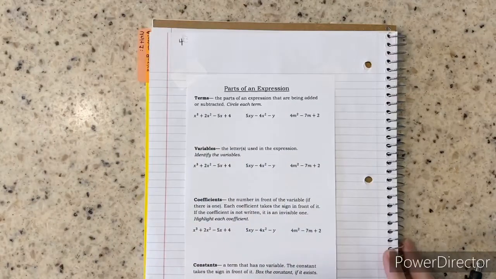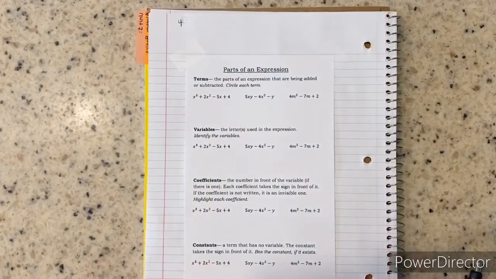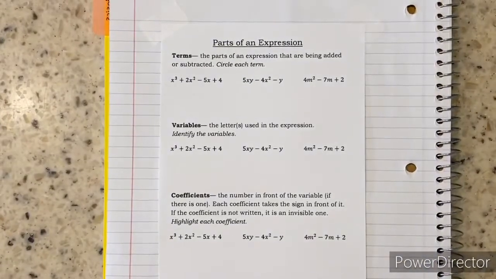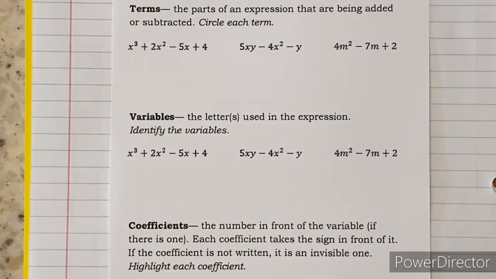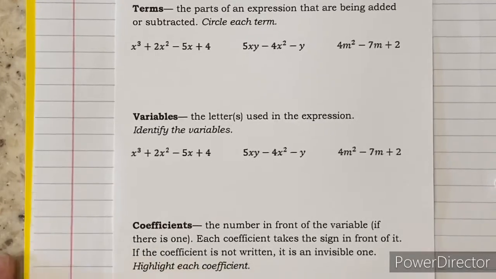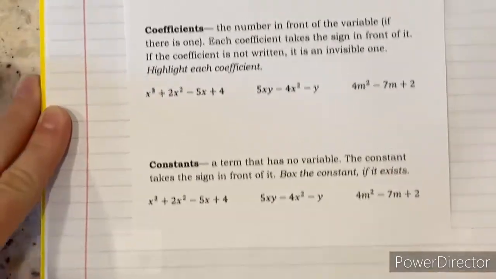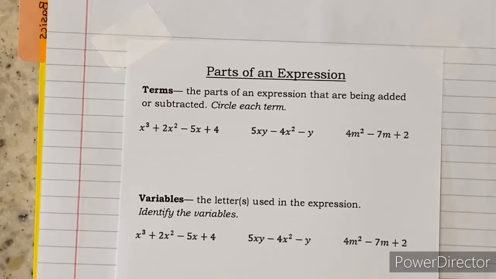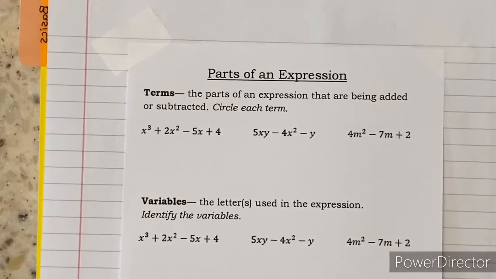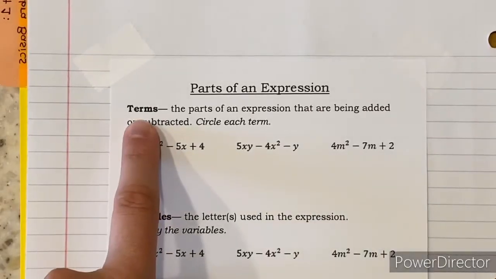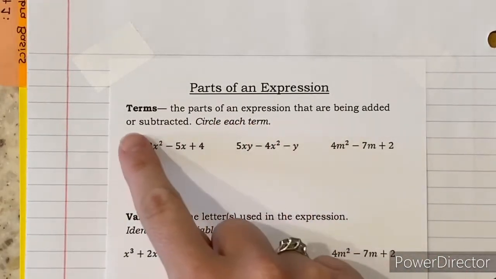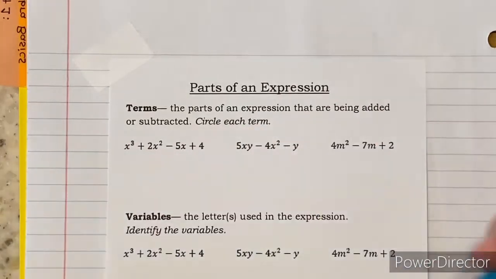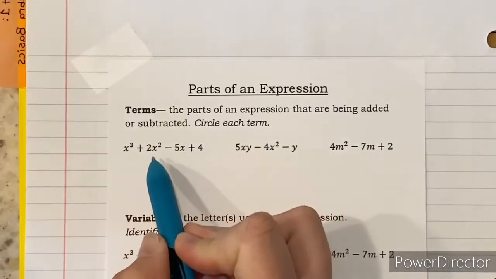All right. So now let's take a look. Last set of notes, we learned about what an expression actually was. It was just something that contained variables, numbers, exponents. What it did not contain was an equal sign or an inequality symbol. So when you look at this entire set of notes, there are no equal signs and there are no inequalities because we need to talk about the specific parts of an expression. So the first part that we're going to talk about are things called terms.